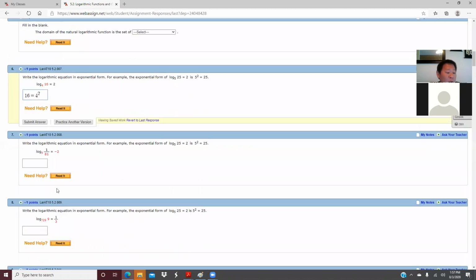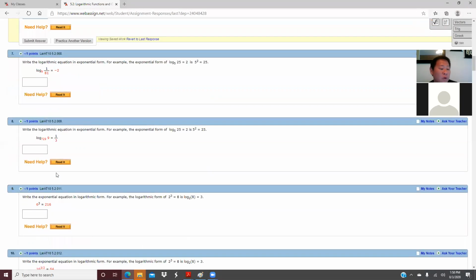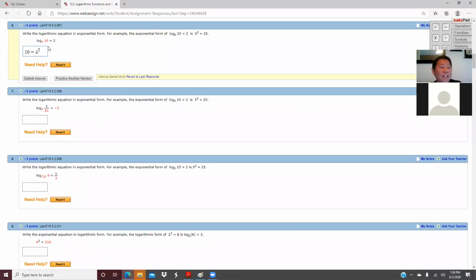I want you guys to try to do question number 8. 7 and 8 are the same. Do number 8 and private message me how you change this to become exponents, like what I just did here. I moved the 4 over and I got 16 equals 4 squared. I want you to do the same thing for question 8. We call it move the base.